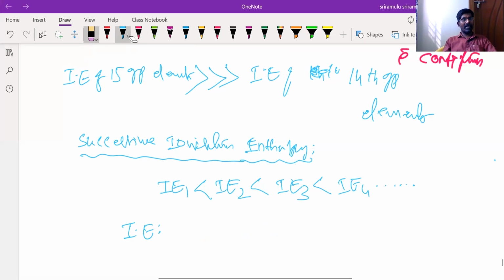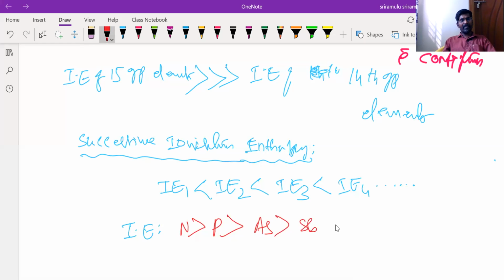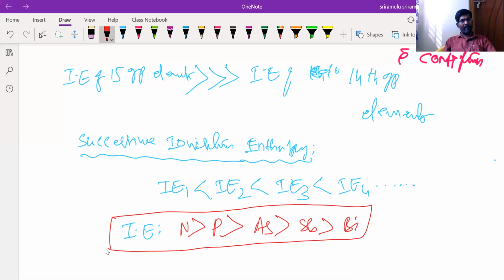Now here I will write the ionization enthalpy of the group. Nitrogen has a greater ionization enthalpy than phosphorus, which is greater than that of arsenic, then antimony, and then bismuth. So this is the order of the ionization enthalpy of the 15th A group elements.